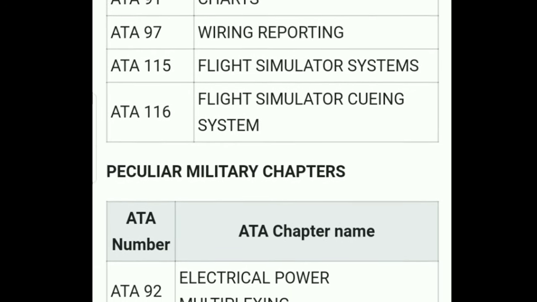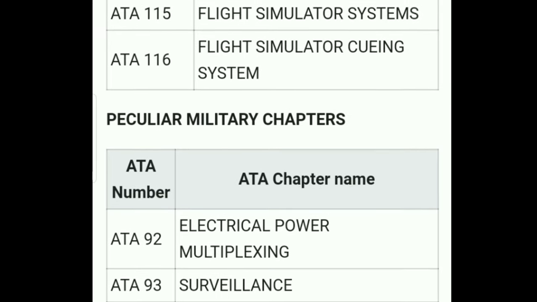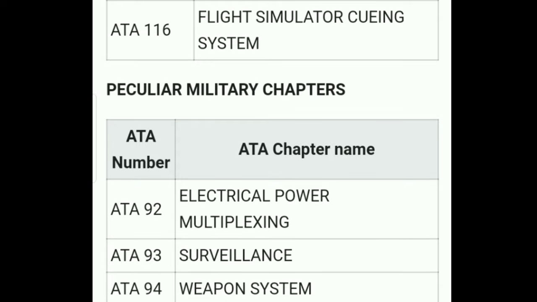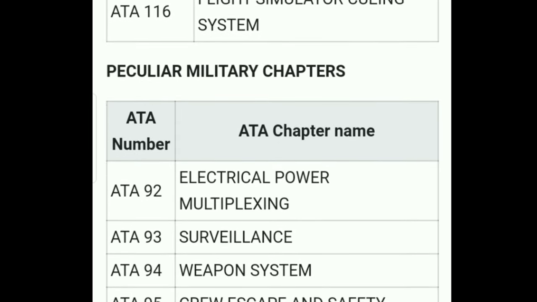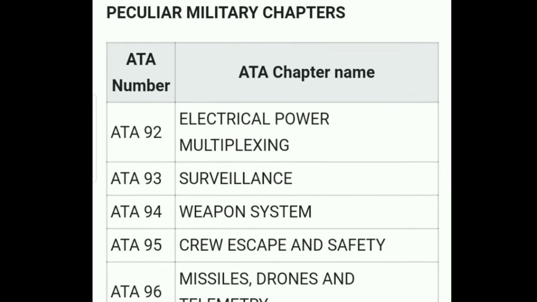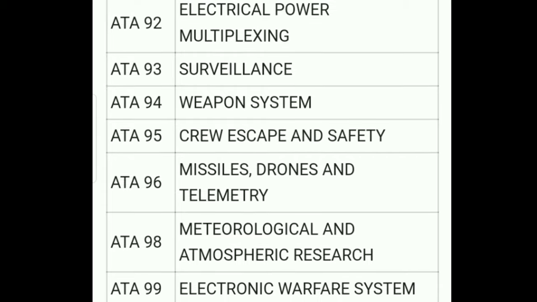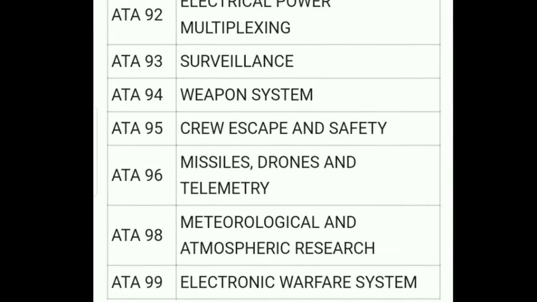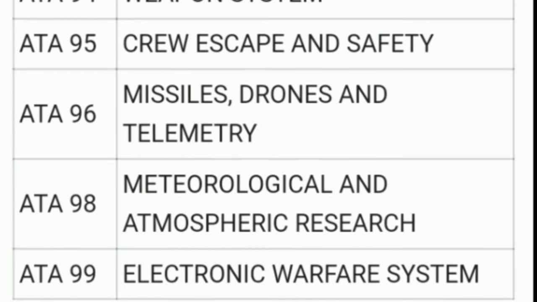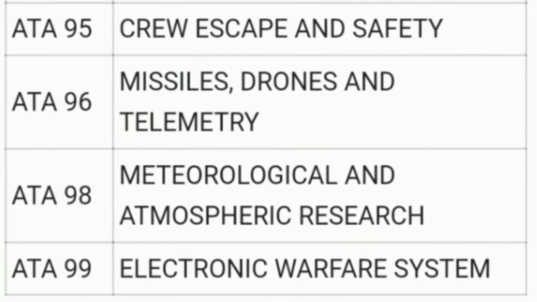Now come some peculiar military chapters. ATA 92, Electrical Power Multiplexing. ATA 93, Surveillance. 94, Weapon System. 95, Crew Escape and Safety. 96, Missiles, Drones and Telemetry. 98, Meteorological and Atmospheric Research. ATA 99, Electronic Warfare System.